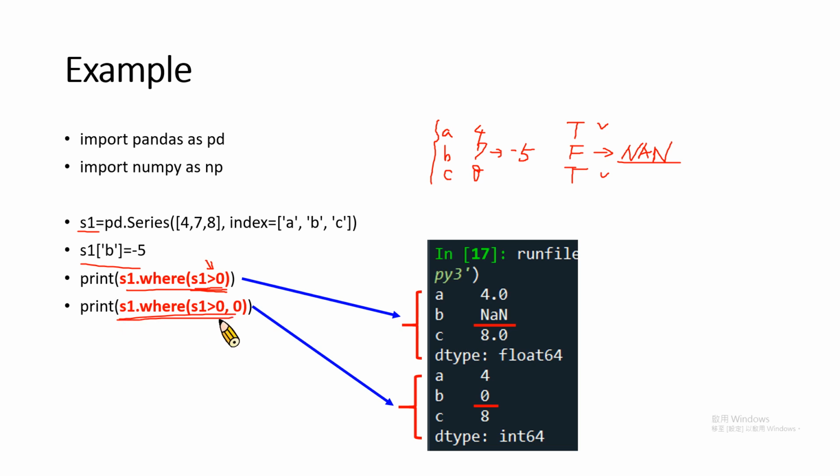The next instruction is similar to the previous instruction, except now we assign the replacement value to be 0. So now the value for index B will be replaced by 0 instead of NaN.